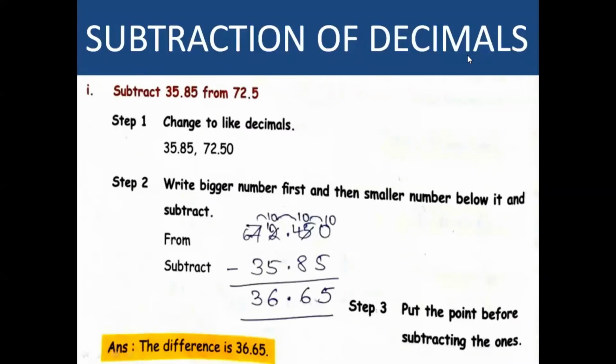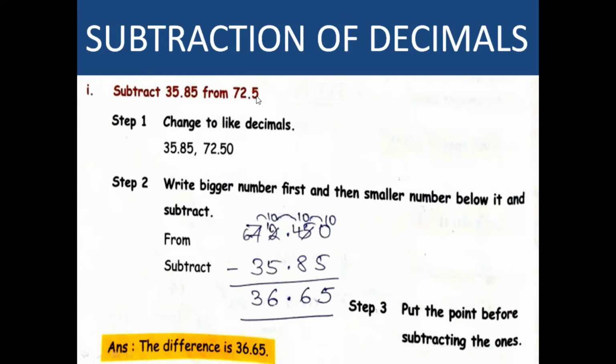Subtraction of decimals. Subtract 35.85 from 72.5. Step 1. Change to like decimals. Decimal part should be the same. 35 and 72 are whole numbers. 85 and 5 are decimals. So the decimal part should be the same.